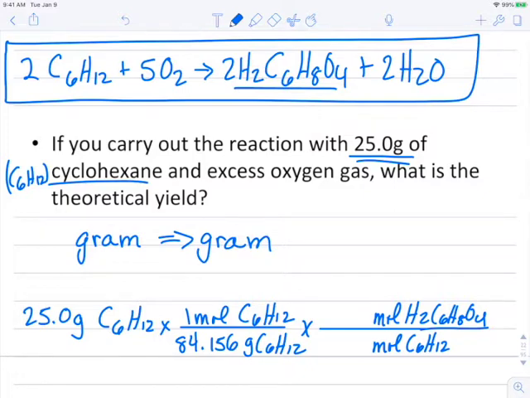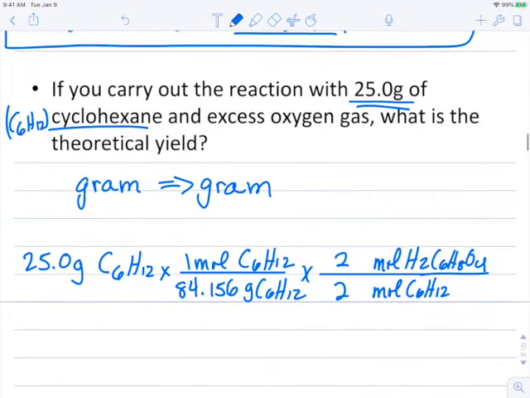All right, and it looks like for every 2 moles of cyclohexane, we have 2 moles of adipic acid. And so what I told you last time is I do want you to put these 2's in here. And for those of you whose brains are screaming, no, it's not 2 to 2, it's 1 to 1, just go ahead and draw a line through those. But do put those 2's in there so that I know that you looked at your balanced equation.